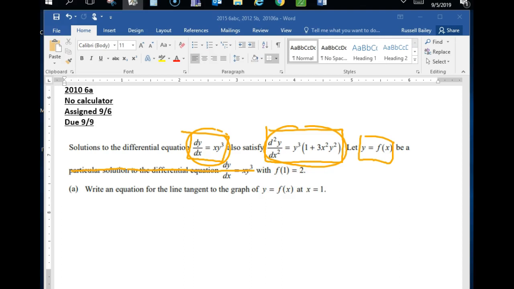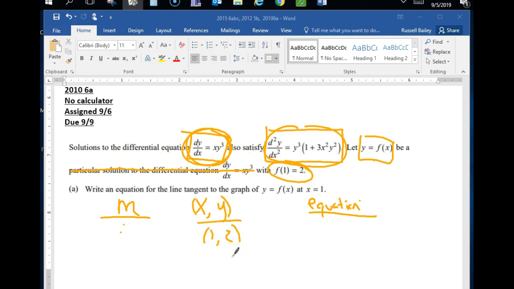All right, so let's go ahead and read it. Write an equation for the line tangent to the graph of y equals f of x at x equals 1. Well, we need a slope, right? We need a point. And we need to write our equation out, right? We've done this many times now. Well, slope is right here, right? So you're going to take your derivative and plug in the x and y that they give you. Where's our x and y, though? It's right there.